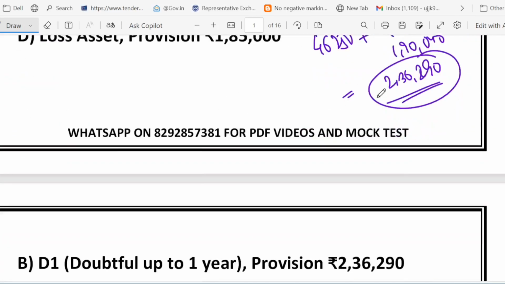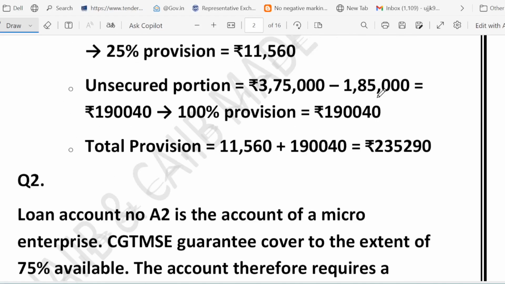So what we learned from this discussion is that substandard means up to 12 months. After that, D1, D2, D3 depending on the time. And provisioning is higher for the unsecured portion, lower percentage for secured portion depending on category. For this case, D1 is 25% on secured and 100% on unsecured. Just now we have discussed.